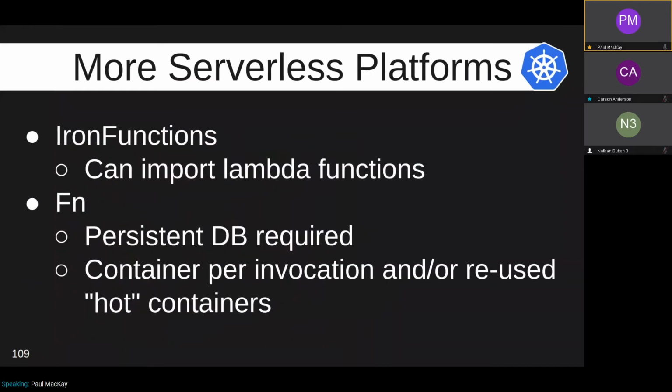Iron Functions is another one. It's pretty cool because it can just straight up import Lambda functions. So if you're trying to move your Lambda stuff out of Lambda for whatever reason, there's an option out there that will just call in and use it as is. There's also FN, which was originally made by Oracle. I didn't super like that it needs a database.